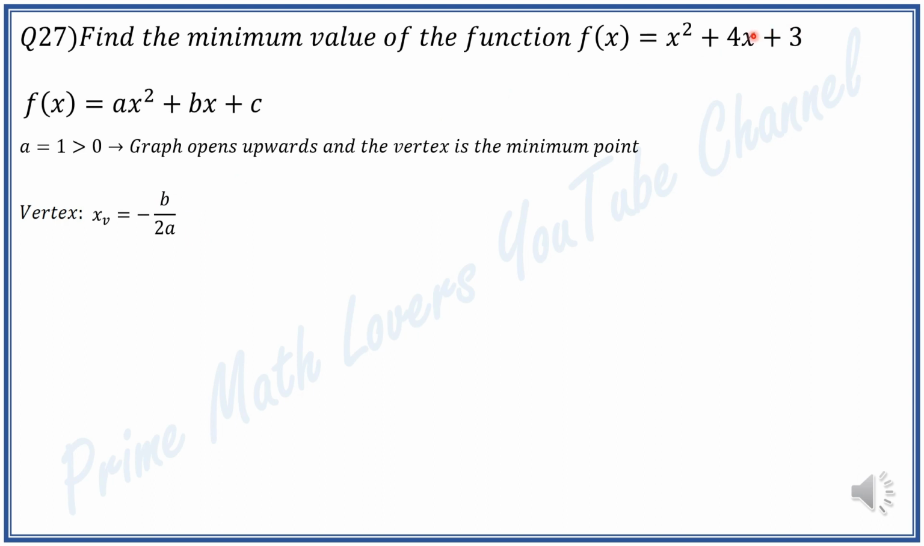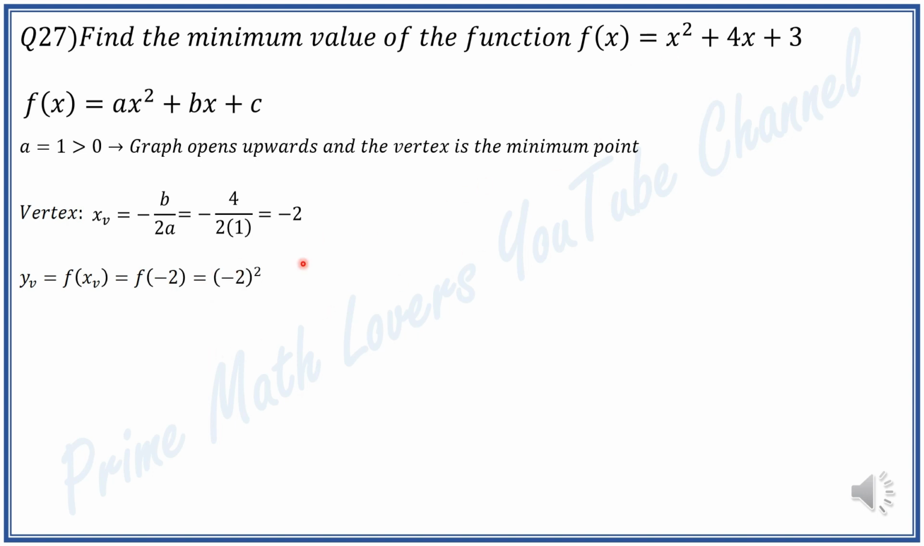b in our equation is 4 and a is 1. So it will be negative 4 over 2 times 1, or negative 2. So x of vertex is negative 2. Then we calculate the y of vertex, which is the minimum value of the function. For doing this, we replace x in our function by x of vertex, which is negative 2. So we need to calculate f of negative 2.